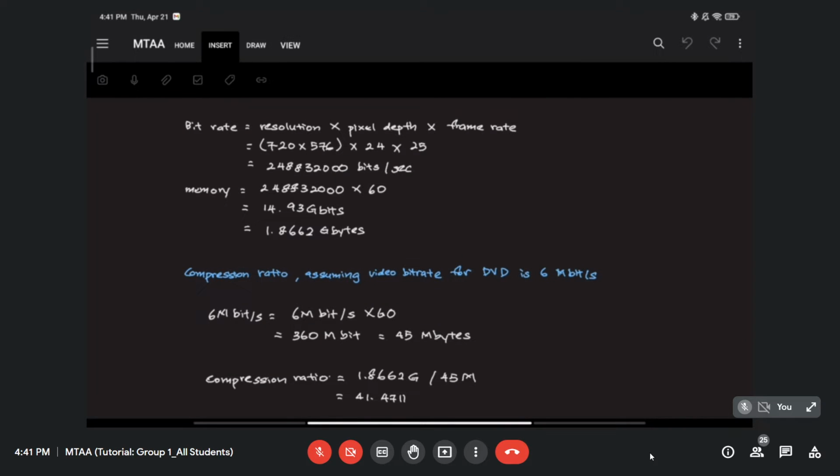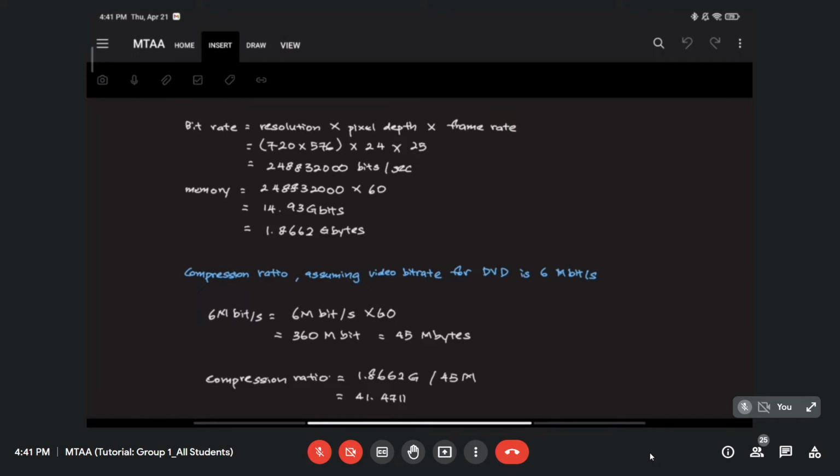Do the rest get the same answer? Because my answer I did in bits rather than bytes, so there would be a bit of difference. But I think based on the solutions there should be no issue. For the first one, 720 multiplied by 576 is correct. Multiply by 24 and multiply by 25 is correct. Then you get the bits. And then you multiply by 60. Yes, same here. But later on I divide by 2 power of 30, because I convert to giga.